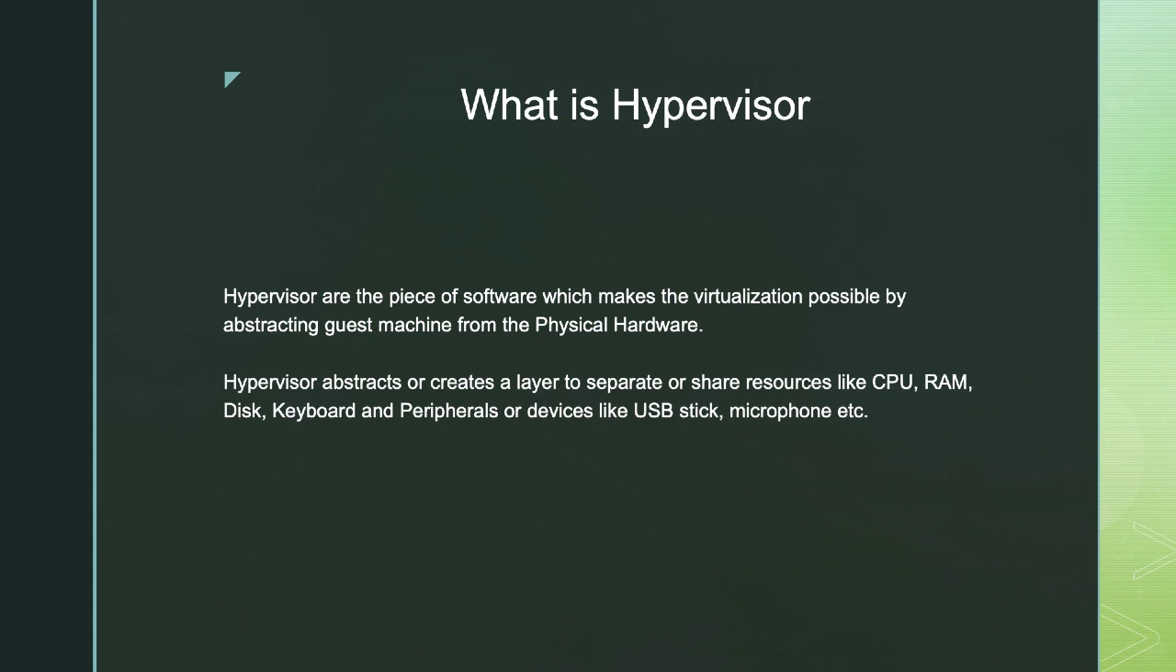There needs to be some authority which will ensure that the sharing is done. That authority, or the software which makes this feasible, is called a hypervisor. So the hypervisor abstracts your physical hardware, and that hardware may be the CPU, RAM, your disk drive, keyboard, any kind of peripherals, and maybe even USB sticks and microphones.